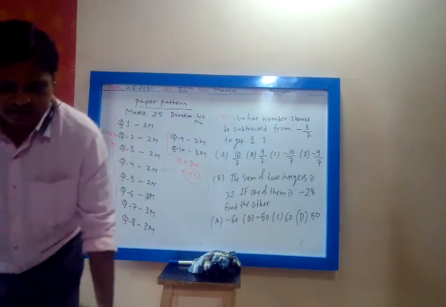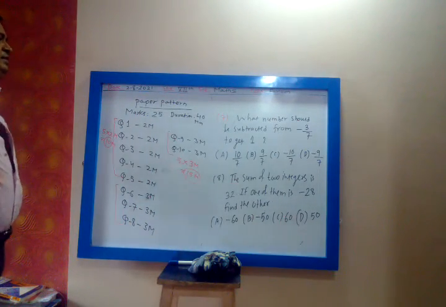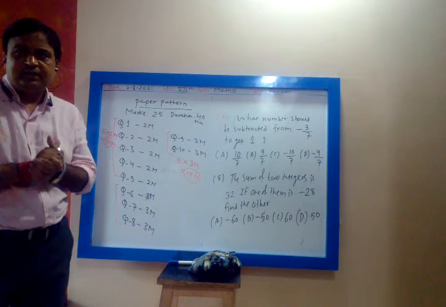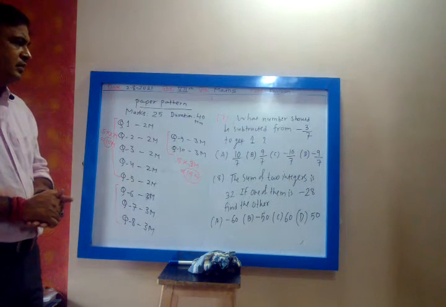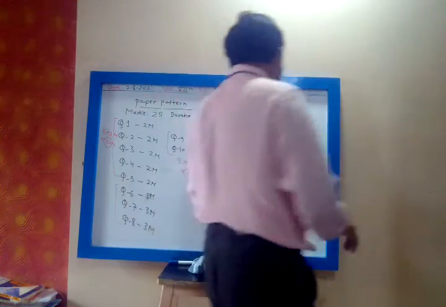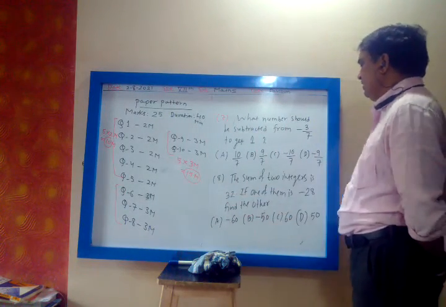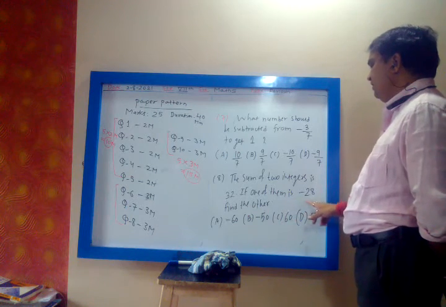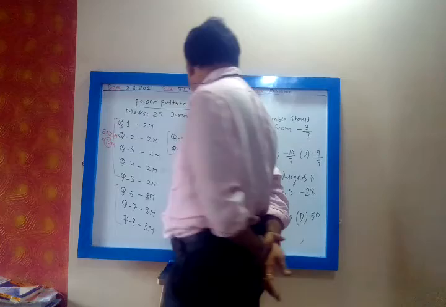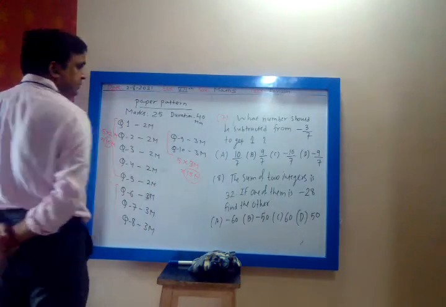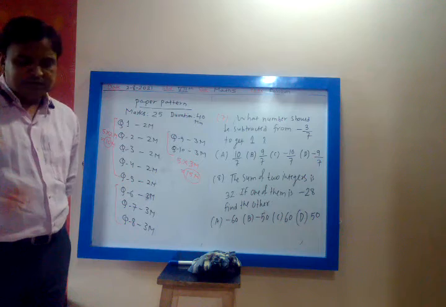Okay, 5 minutes are there. I expect everybody to solve these two, and then after 2 minutes I will ask you to send me the answer. 8th question. The sum of two integers is 32. If one of them is minus 28, find the other. Option A is minus 60, B is minus 50, C is 60, D is plus 50. Okay, so let us take 1 more minute.